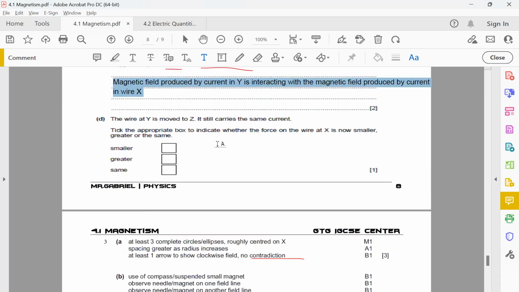Okay. And then finally, the wire Y is moved to wire Z. It still carries the same current. Pick the appropriate box to indicate whether the force on the wire X is now smaller, greater, or the same. Which one do you think is going to be? Hannah, which one do you think is going to be? Do you think it will be smaller, greater, or the same? And tell me why.